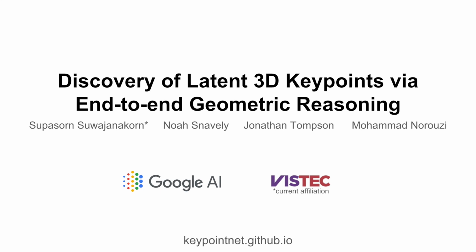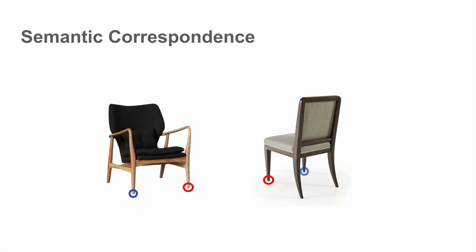Being able to find semantic correspondence, such as these key points, is part of object understanding and is crucial in many vision applications. Humans are surprisingly good at this task. However, it's very challenging for computers because two different instances can appear very different, or even worse, when viewed from different angles.